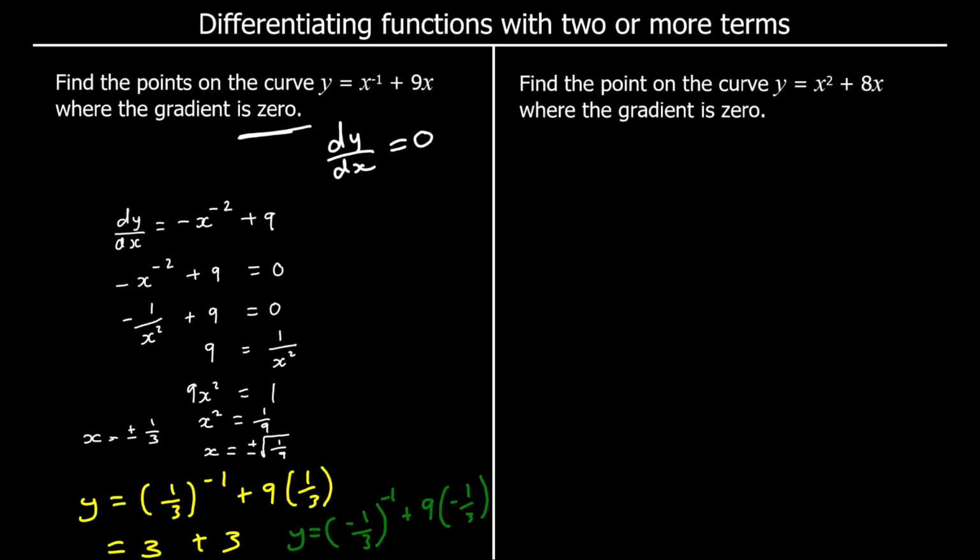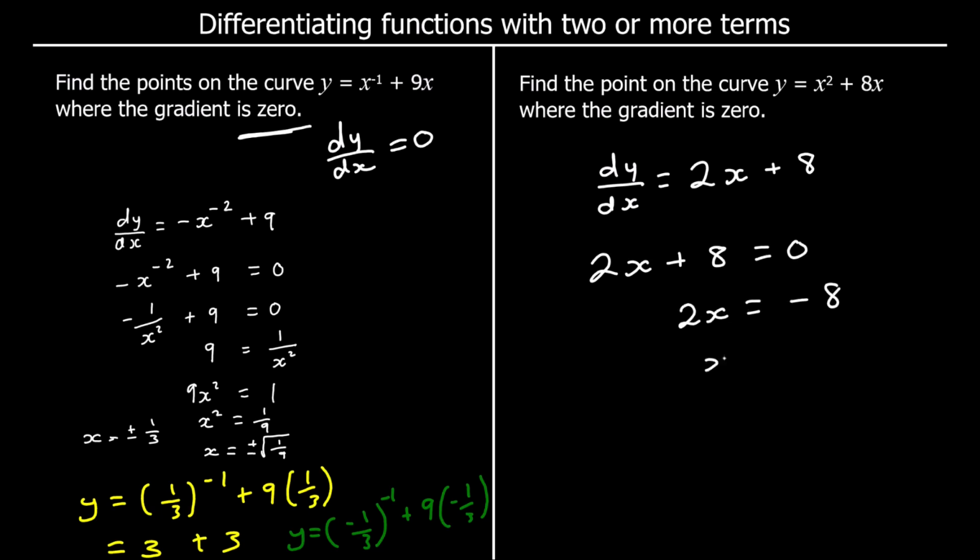Here's one for you to try. Pause the video, give it a go. So find the point on the curve y equals x squared plus 8x, where the gradient is 0. So we want to find dy/dx, our gradient function, which is 2x plus 8. Where is that equal to 0? Where 2x plus 8 equals 0. That's where 2x equals -8. That's when x is -4.